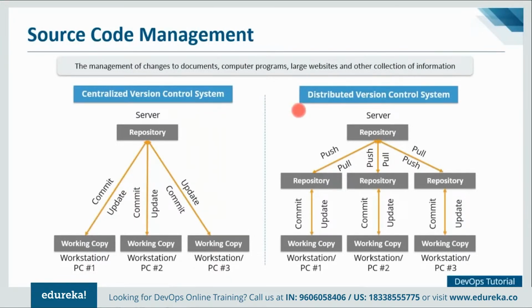Let's talk about the distributed version control system now. Now, these systems do not necessarily rely on a central server to store all the versions of the project file. So in a distributed version control system, every contributor has a local copy or clone of the main repository. As you can see, I'm highlighting with my cursor right now.